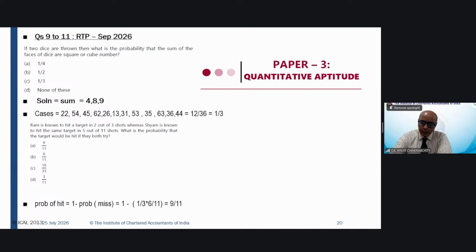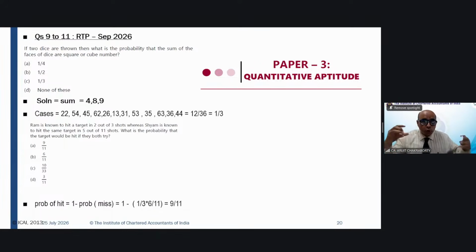So the probability of Ram missing the target is 1 by 3, and the probability of Sham hitting the target is 5 by 11. So Sham also misses the target. That means the probability that Sham misses the target is 1 minus 5 by 11, that is 6 by 11. Now we have got the complementary events. The probability that Ram misses the target is 1 by 3, and the probability that Sham misses the target is 6 by 11.